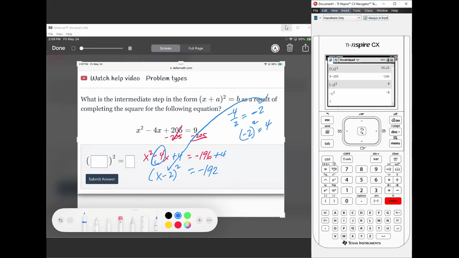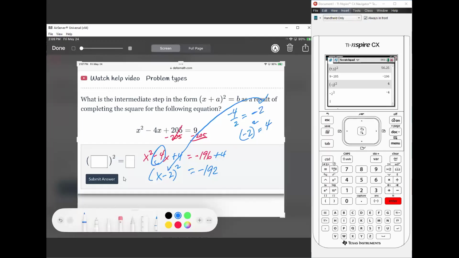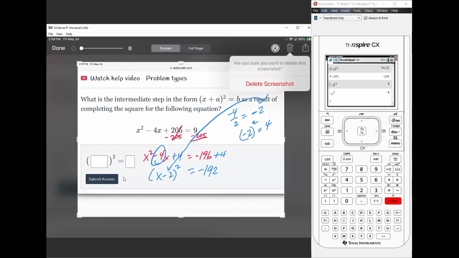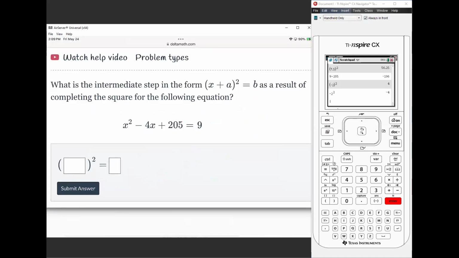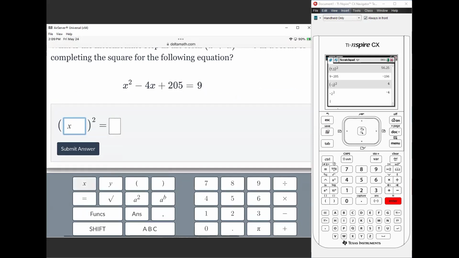So if I go here and enter it, this is going to be (x minus 2) squared, and this is going to be negative 192. I think that's what I had.